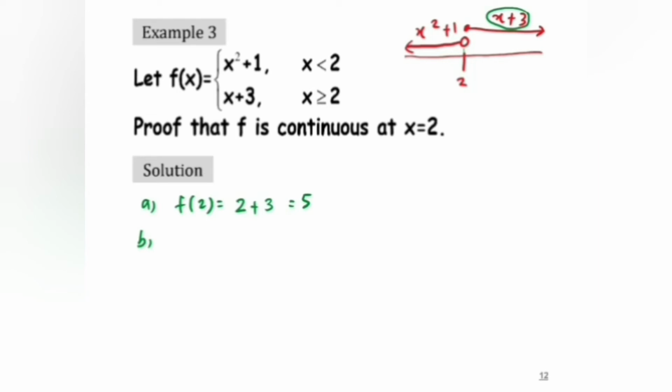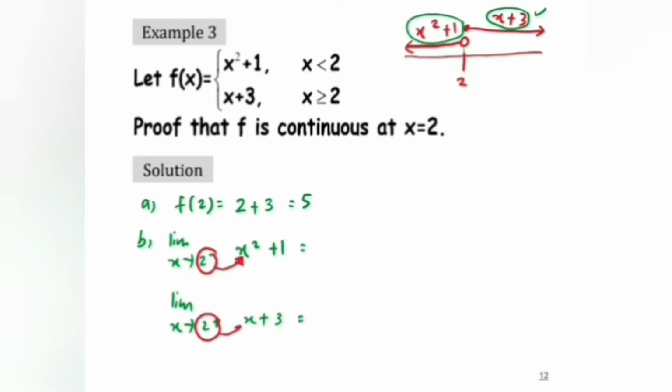Second condition, check the left hand limit and the right hand limit. For the left hand limit, we have to use the function x squared plus 1. For the right hand limit, we have to use the function x plus 3. And then just substitute the value of x into the function. You will get 2 squared plus 1 equals 5. Another one will be 2 plus 3, also equals 5.